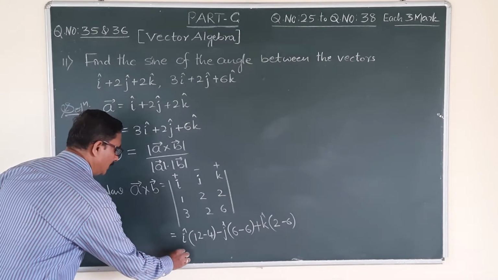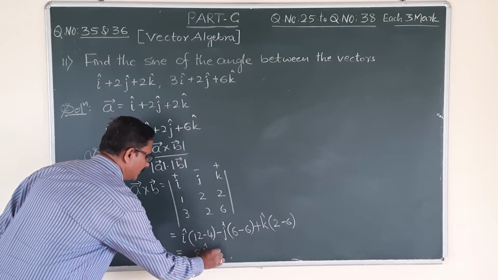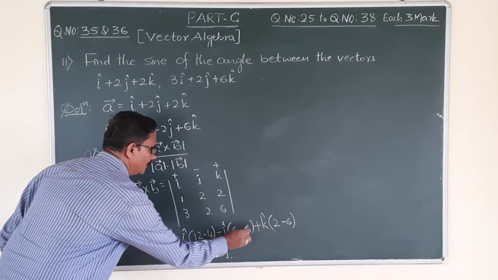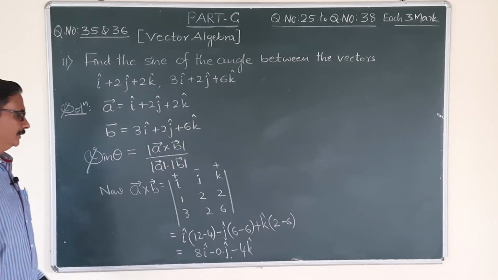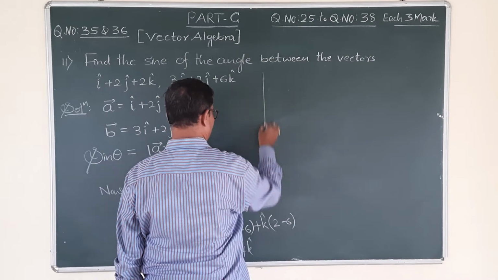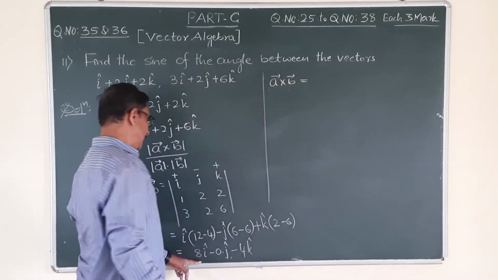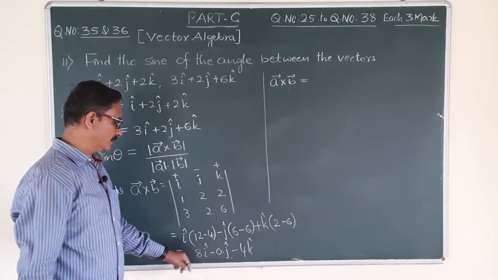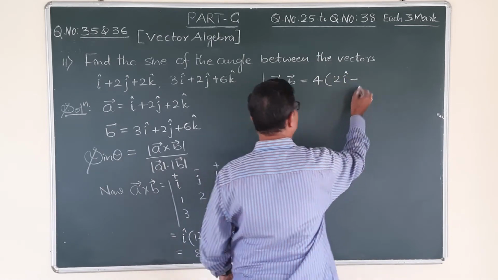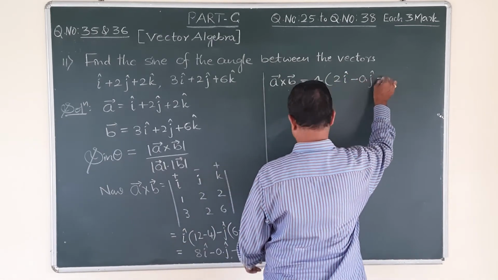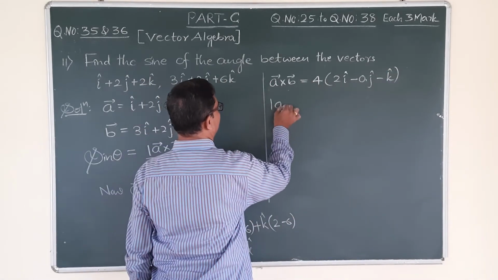Then simplify. 12 minus 4, 8i. 6 minus 6, 0j, right? Then 2 minus 6, minus 4k. This is A cross B. Then to find its magnitude. Now here A cross B is equal to 8i, 0j minus 4k. Among these, 4 common. Take 4 common. That is 2i minus 0 into j minus 1k. Because by taking 4 common. Then to find their magnitude.